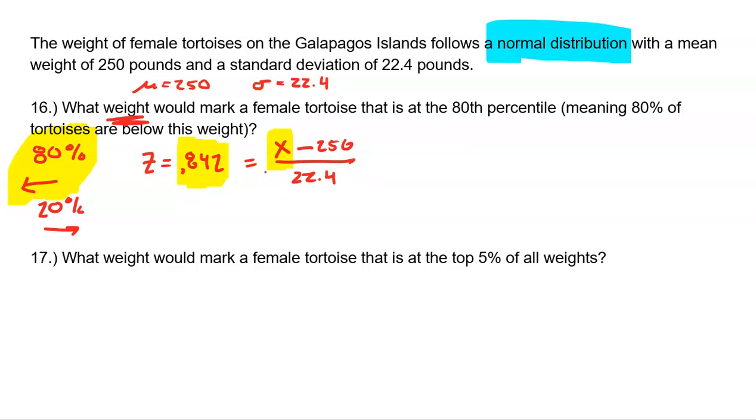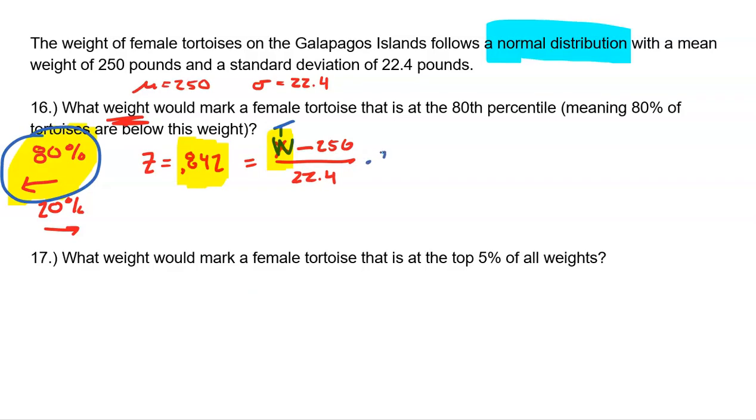How cool is this, right? I know the z-score based on using the inverse function and knowing 80% is below it. And now I can actually solve for the weight. You can even put a w here or a t there. Whatever you want to put there that represents you're trying to actually solve for the turtle weight, that would have this corresponding z-score. All right, order of operations.